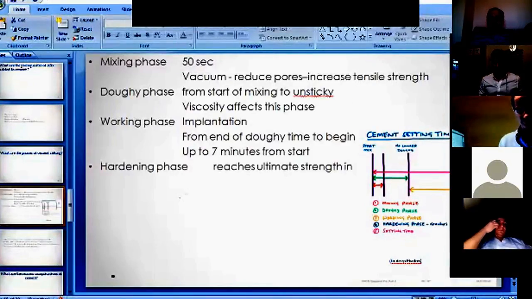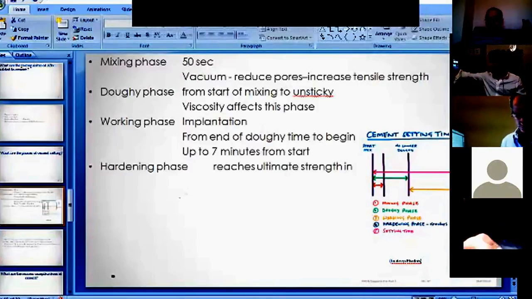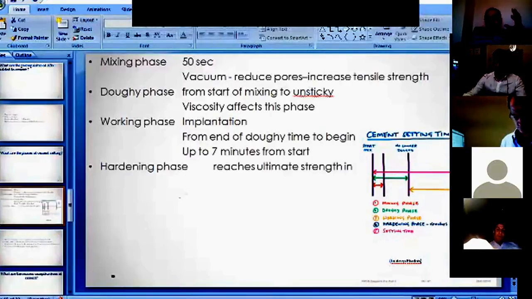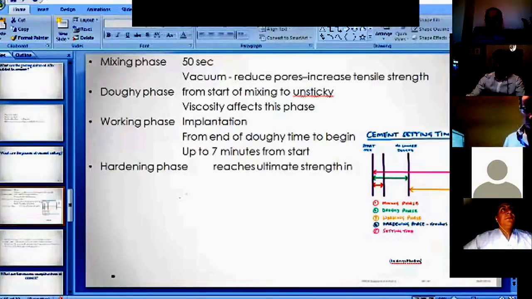The second stage is the doughy phase, and that starts from the beginning of mixing, so that includes the mixing time. It runs from the beginning of mixing until the cement becomes unsticky to the fingers. That's the clinical implication of it, and that varies obviously between cements. During this phase is where the viscosity of cement carries some clinical significance. So between low, medium and high viscosity cement, it all depends on how it acts during the doughy phase.